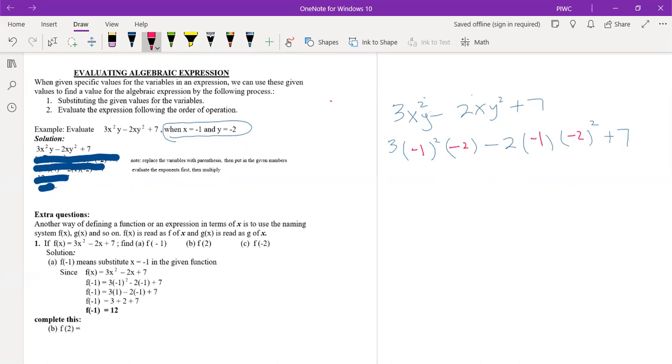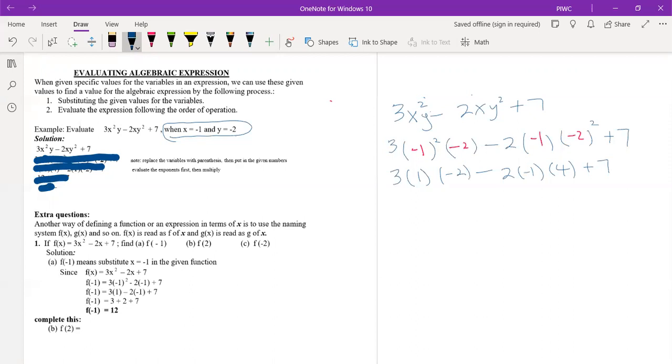We have to start with the exponents, because that's on a higher level. So we're going to evaluate the exponents first before we multiply. So here I'm going to write 3 times -1 squared. -1 times -1, that's positive, right? So you get +1 and times -2. So I'm evaluating the exponents. Then -2 squared, -2 times -2 becomes +4, and then +7. Okay, so evaluate the exponents.